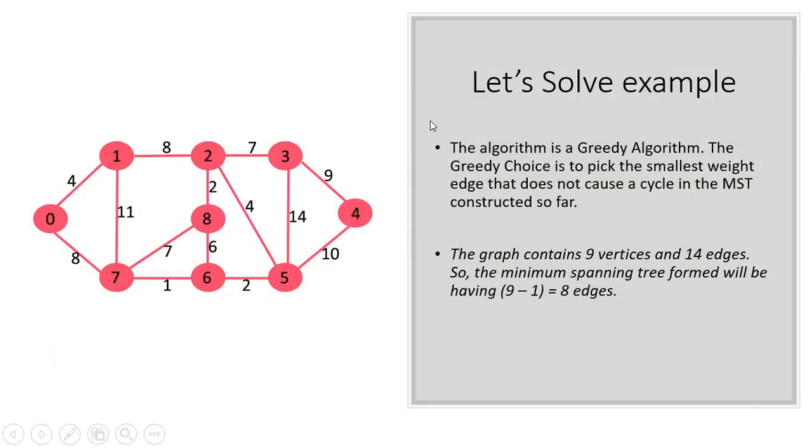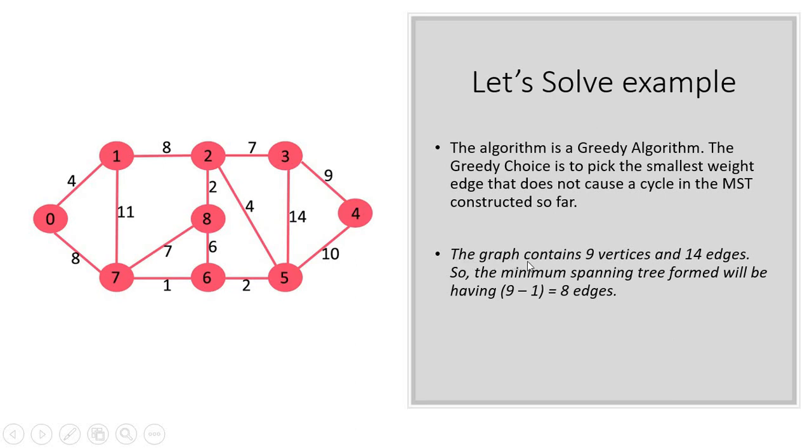So let's solve one problem based on this. So same problem we have taken from the last Prim's algorithm example. So the algorithm is a greedy algorithm. The greedy choice is to pick the smallest weight edge that does not cause a cycle in the minimum spanning tree constructed so far. So this is your given graph.